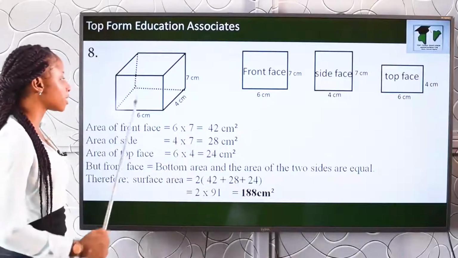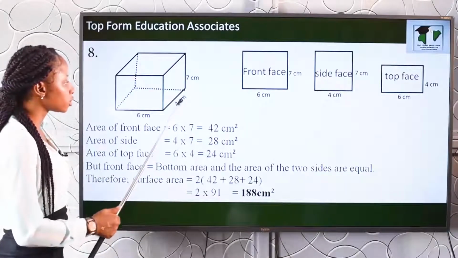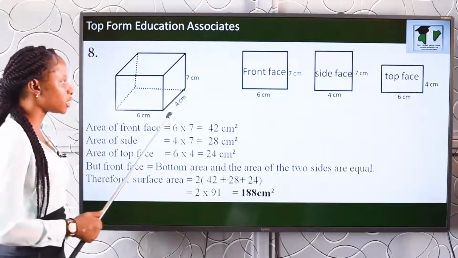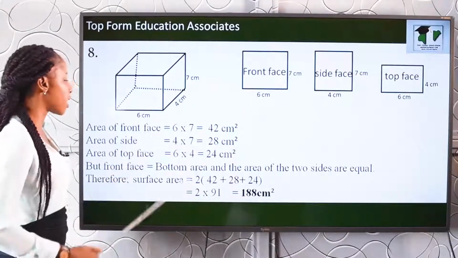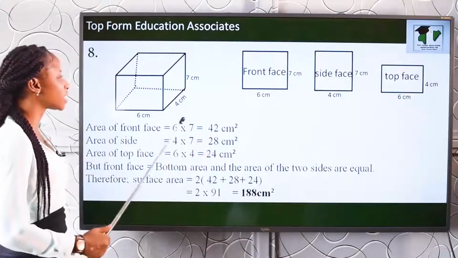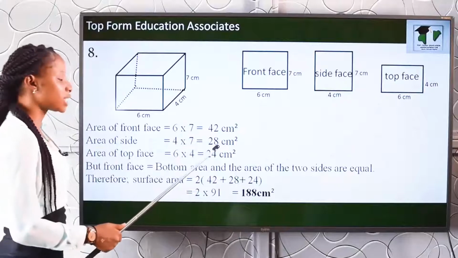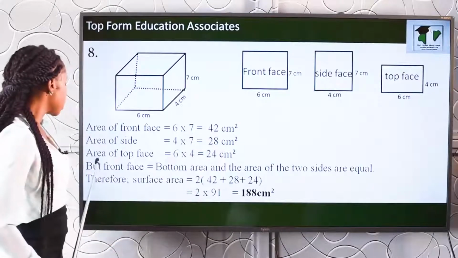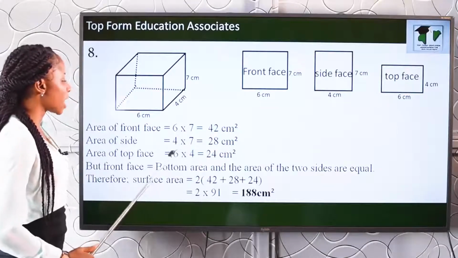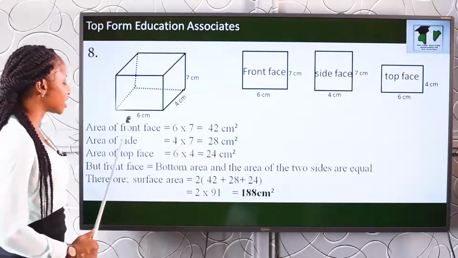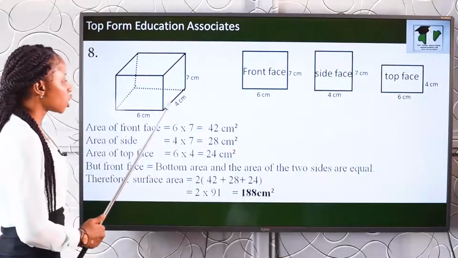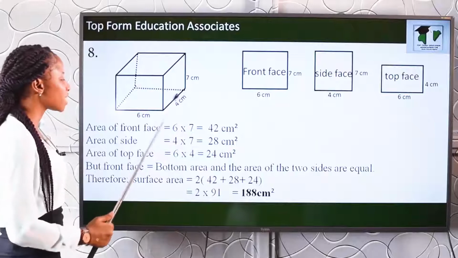The area of the side, the same thing. Look at the diagram very closely. You see the base here is 4 centimeters, and the height is 7 centimeters. When we multiply the two, we have the area of the side face as 28 centimeters square. Now, for the area of the top face, you would see that we have the base as 6 centimeters and the height as 4 centimeters.